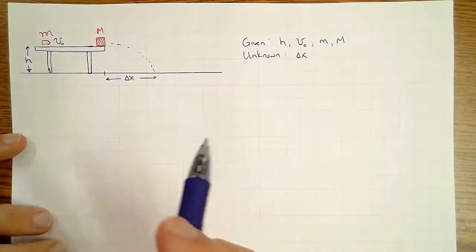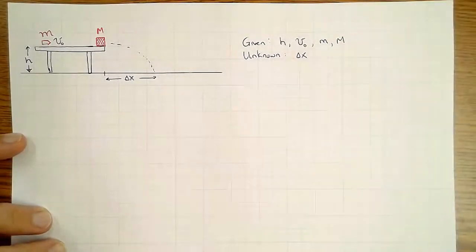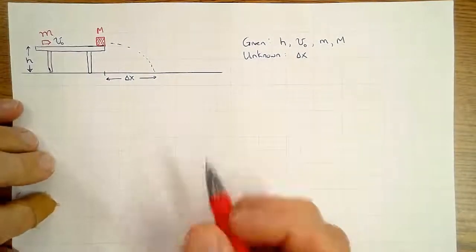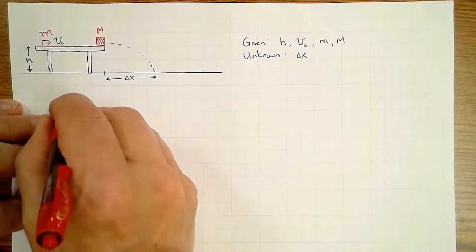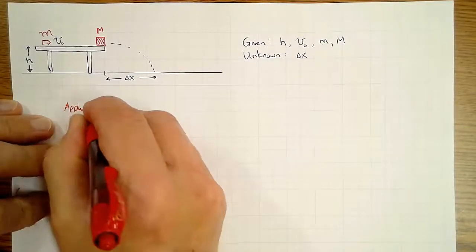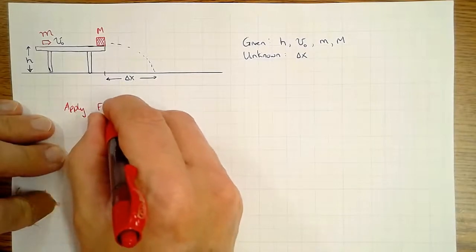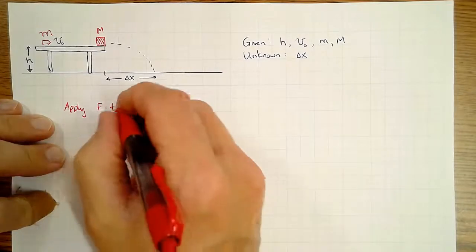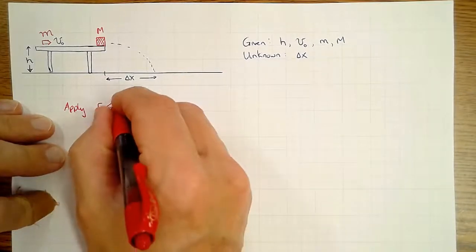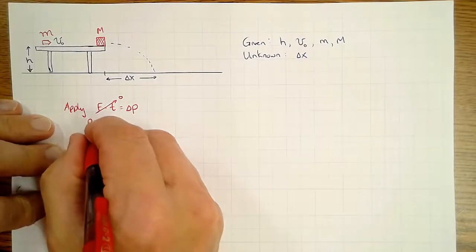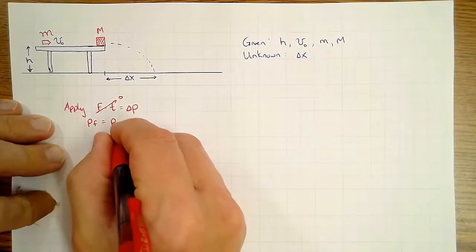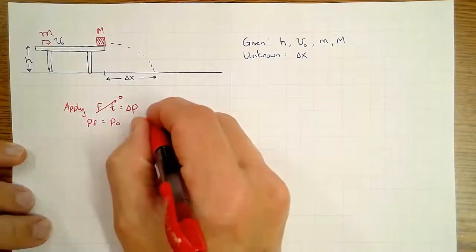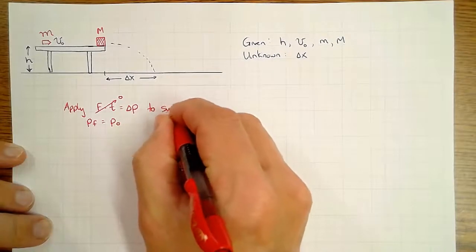Okay? All right, so the first thing we're going to do is we're going to apply the conservation of momentum principle to figure out how fast the combination is going after the collision. Okay? So I'm going to apply the principle that the force times the time on the system equals the change in momentum of the system. And because there is no external force, the momentum of the system, P final, must equal the initial momentum, P initial. Okay? And this is for the collision.